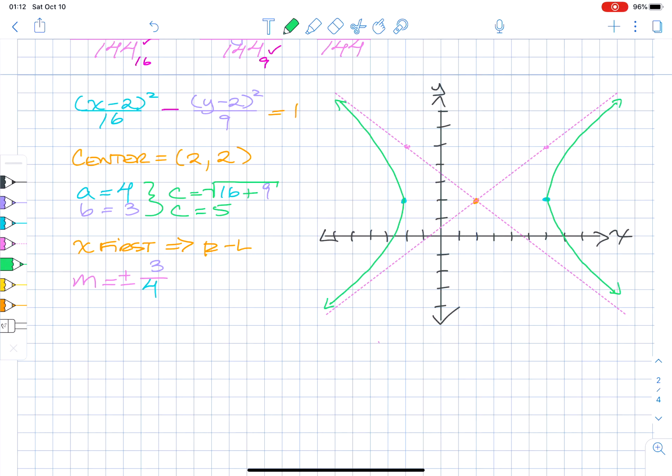And where are the foci? The foci are going to be at, let me do them in hot pink. They will be at a distance of 5, so 1, 2, 3, 4, 5 from the center on either side.